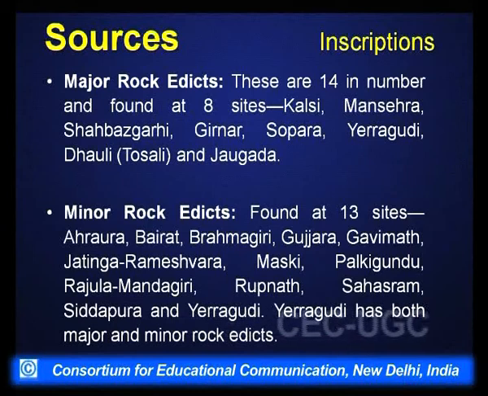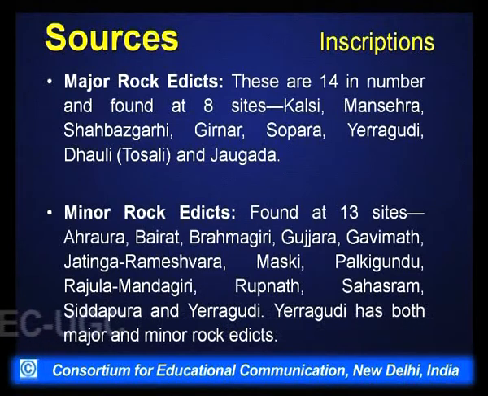Now, as far as minor rock edicts are concerned, they are on the personal history of Ashoka, and in a few inscriptions we can also find the summary of Dhamma, whereas in major rock edicts we can find the details of the Dhamma. Dhamma was very important for Ashoka because of a number of political and social reasons, and that is why his focus was very much on propagation of Dhamma and principles of Dhamma. That is why the bigger inscriptions are related to Dhamma only.